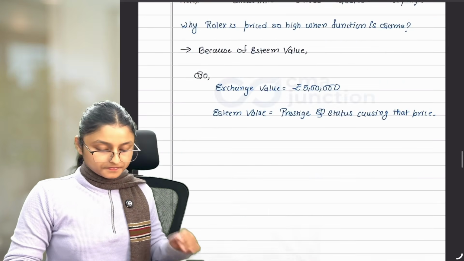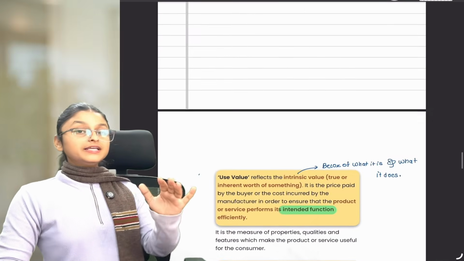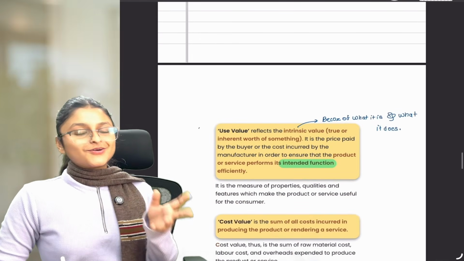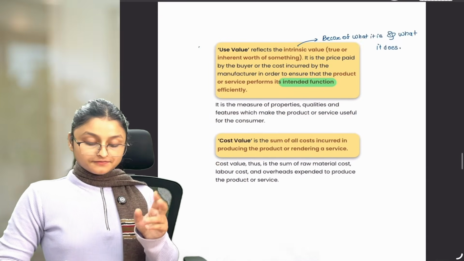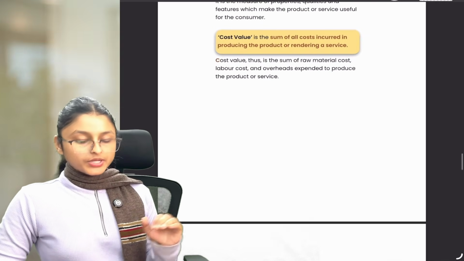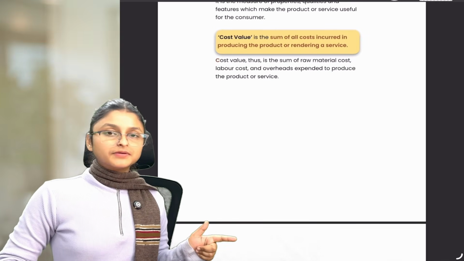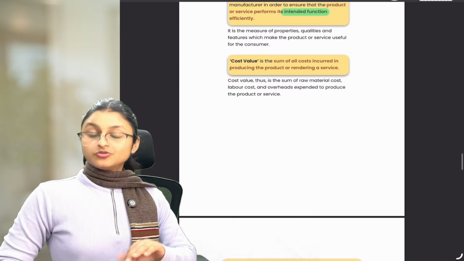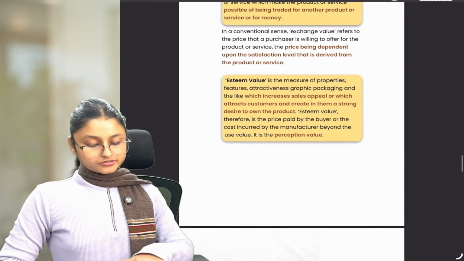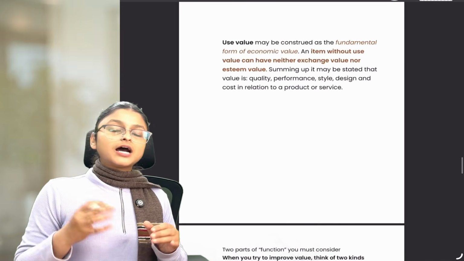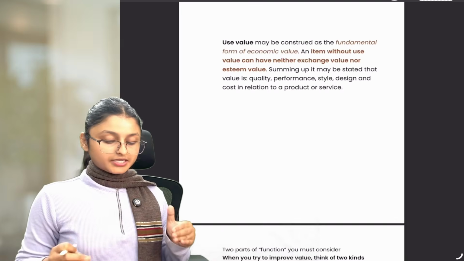Done? Now, I have already explained in detail what use, cost, exchange and esteem value are. If you want, you can read it once from your study material, and we are also going to write it in summary. So there also you will be able to revise it, and you will get an understanding of how to write it in the exam.